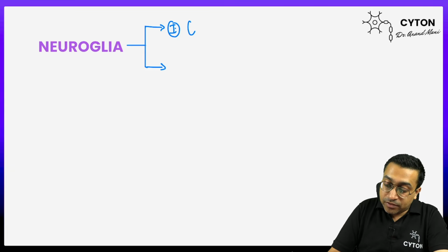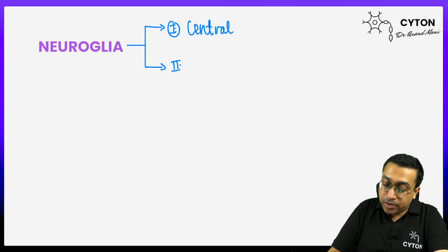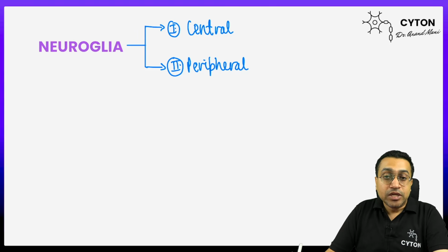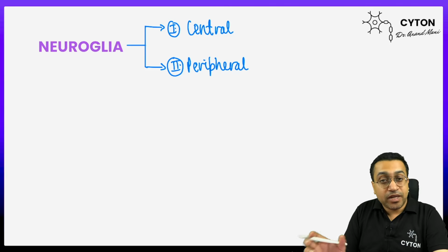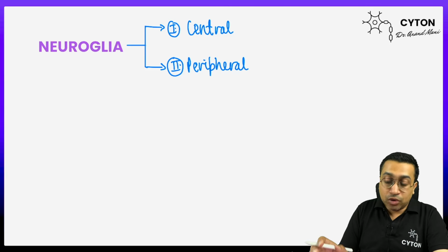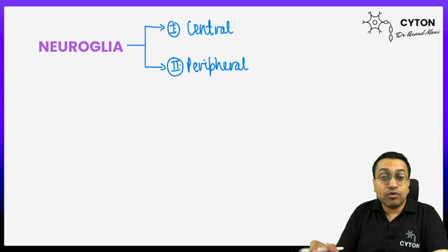Number 1, that is the central neuroglia. Then the number 2 would be the peripheral neuroglia. So central, that is neuroglia of the central nervous system. Peripheral, the neuroglia of the peripheral nervous system. Now talking about the central first. This central, they are again the supporting cells of the central nervous system. Now the central neuroglia are further of 4 types.